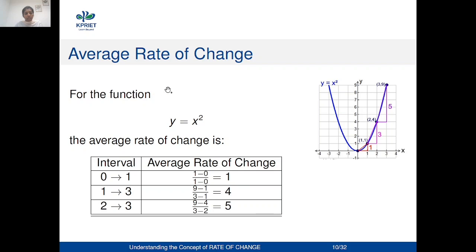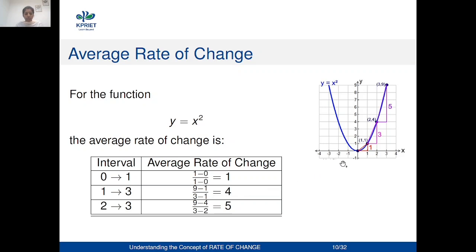So as the average rate of change, we can observe for the distinct points 0 to 1, 1 to 3, and 2 to 3. If it is for 0 to 1, the run is 1 minus 0 is 1 and the rise is 1 minus 0 is 1, so the rate of change is 1. If I consider 1 to 3, the run is 2 units and similarly 9 minus 1 is 8. So 8 by 2 is 4.